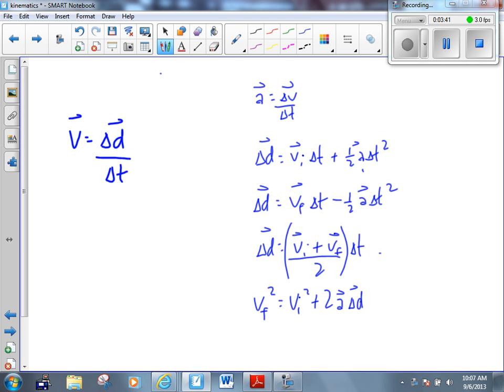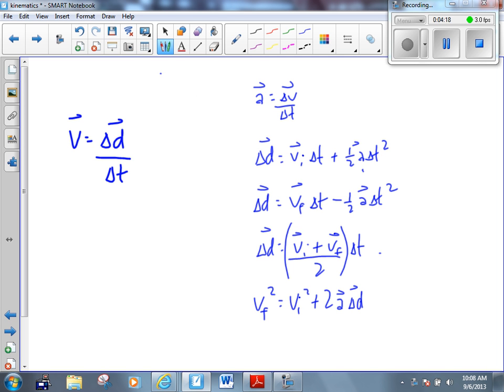What did delta d stand for? Tell me what delta d stands for there, please. Josh? Sorry. Displacement, yes, sorry. Displacement, good. What does vi stand for? Yep. The initial speed, good. Not initial velocity, initial speed, good. And vf, of course, stands for the final speed, right?